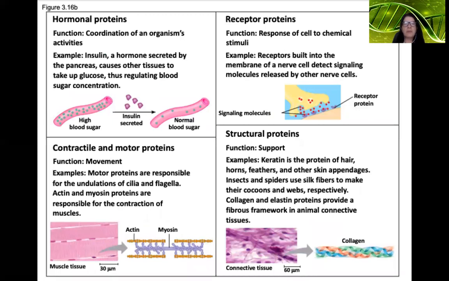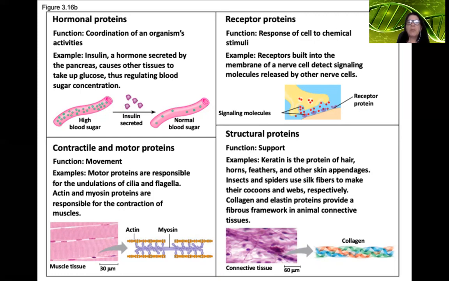Hormonal proteins. Their function is to coordinate an organism's activity to maintain homeostasis. Hormonal proteins are usually produced by one part of the body, by a gland, and then function in a different part of the body as part of the endocrine system of mammals. An example would be insulin. Insulin is a hormone which is secreted by the pancreas and would cause other tissues to take up glucose, thus lowering blood glucose concentration.